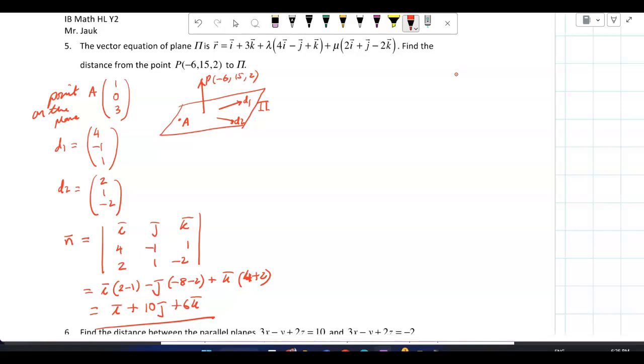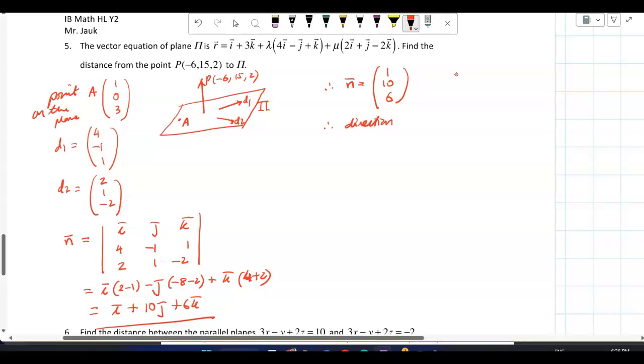Now, therefore, that becomes the normal to the plane. Therefore, normal vector is 1, 10, 6. This will become the direction vector of the line. Suppose I call this M, direction vector of line PM. The normal will become the direction vector. So direction vector of line PM will become 1, 10, 6. Correct? Now what do you do? R is equal to A plus lambda B. So your A plus lambda B.